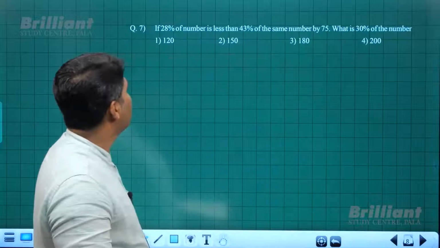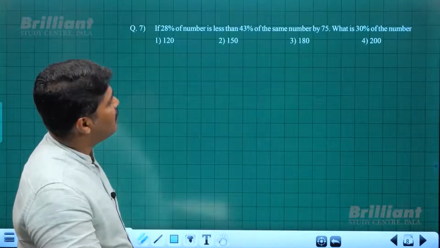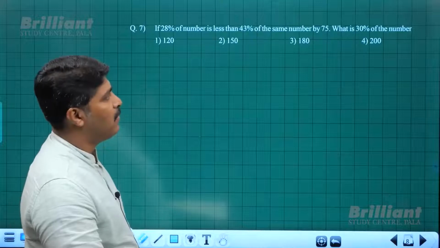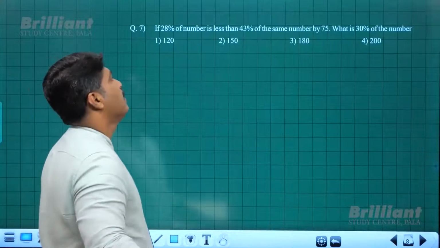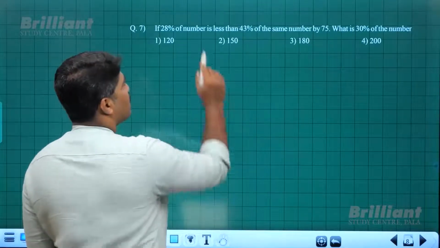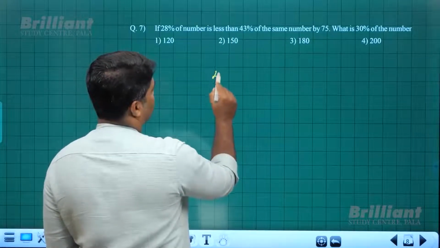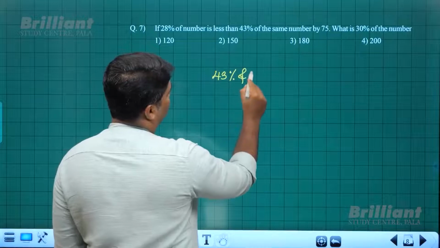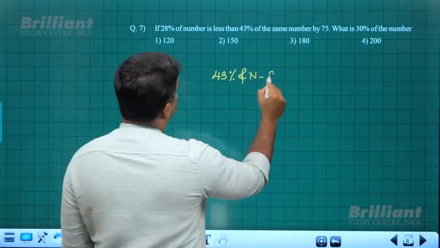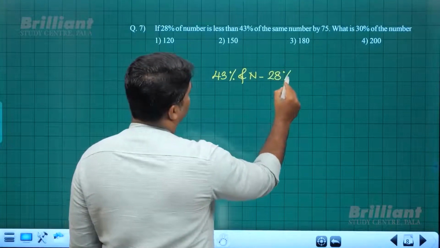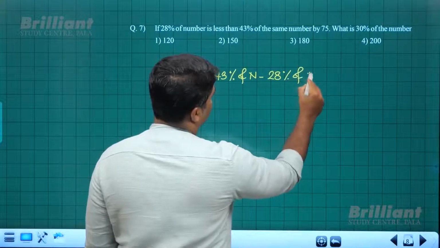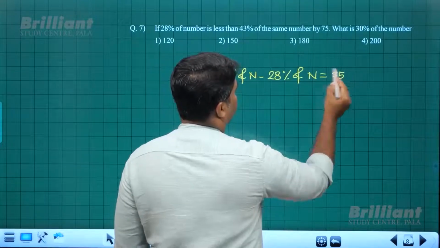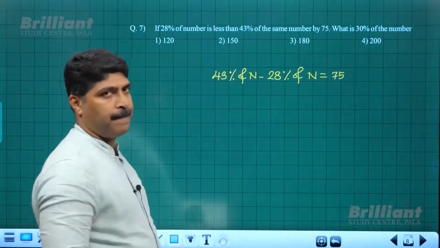The next question. 28% of a number is less than 43% of the same number by 75. What is 30% of the number? So here 28% of a number is less than 43%. So 43% of a number minus 28% of the same number is equal to 75. So this is the first statement.